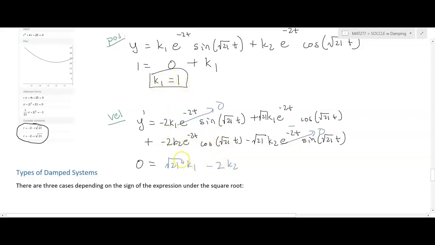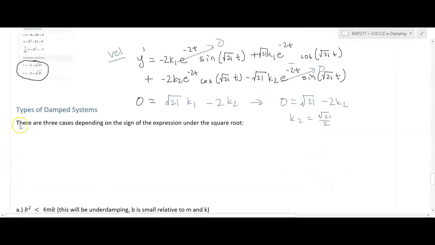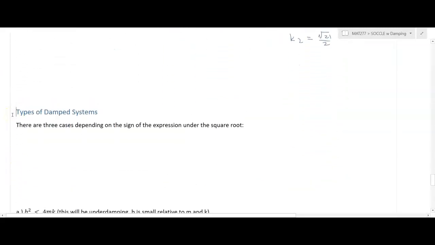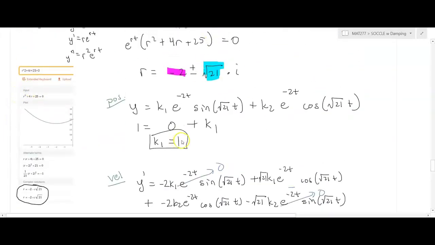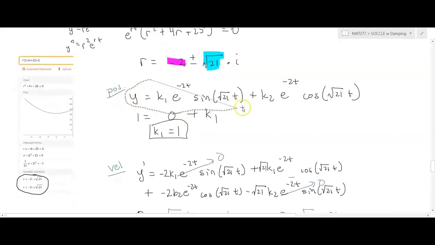Now I could dump this into Wolfram Alpha, but this is a really quick solve. If I just plug in k1 equals 1, I'll have 0 equals square root of 21 times 1 minus 2 k2, and subtracting that over, dividing by 2 gives me k2 equals square root of 21 over 2. So now my final solution is just going to be a matter of replacing k1 and k2 in my original solution. So I'm going to go ahead and just lasso this and replace k1 and k2.